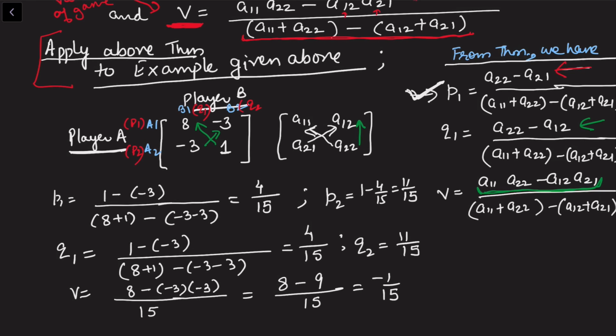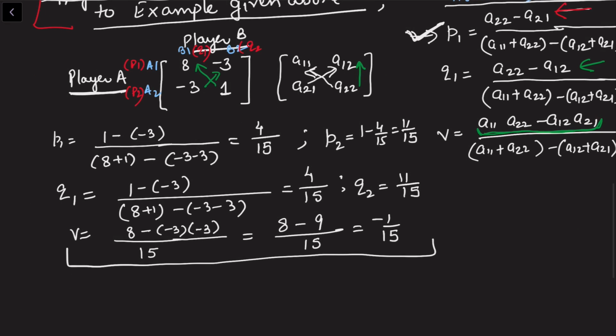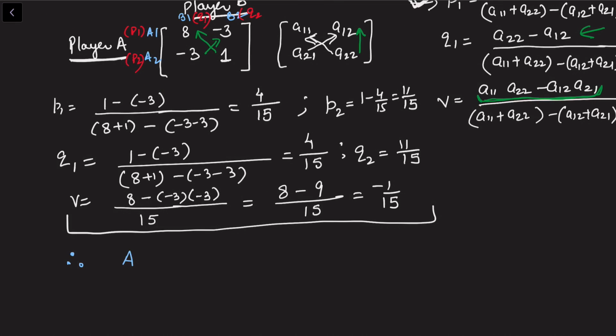So this becomes the value of the game. This means player A will come with a strategy. So what we'll write is, A has strategy A1, A2, with probability P1, and this value is 4 by 15. If player A selects the A2 strategy, this will come with probability 11 by 15, which is the value for P2. So this is the strategy A will have.